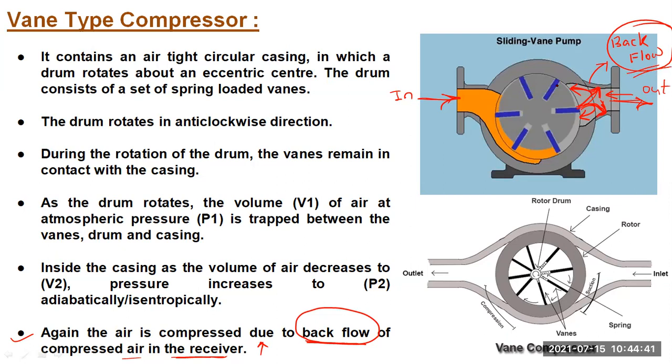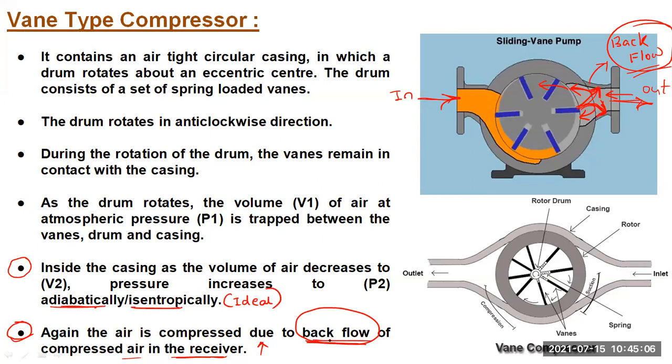Once it comes again inside the pump, during the rotation of the drum, those compressed air will be compressed once again. So that's why compression will take place in two methods. The first method is adiabatically or isentropically, which is the ideal one.